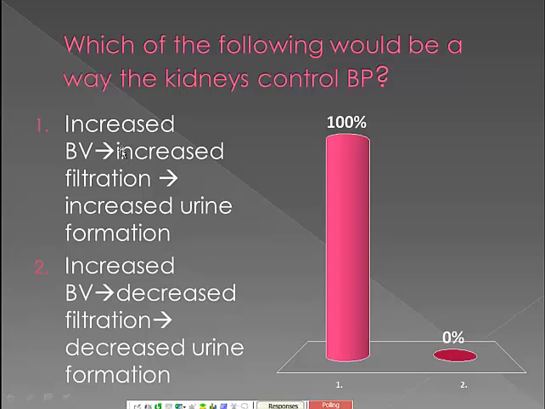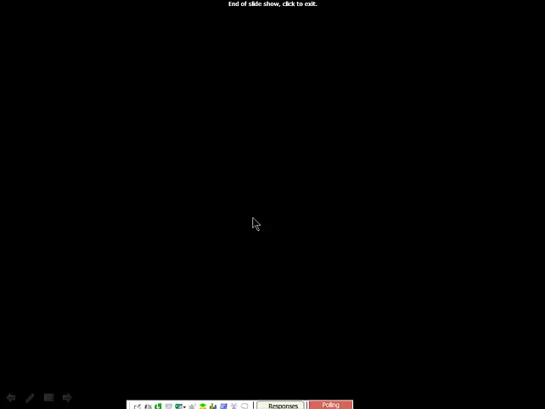Good job. Yes, if you have increased blood volume, you want to get rid of it. So you push it out through urine. So you increase your filtration, and that's how the kidneys help directly, and they cause an increased urine formation. And this is the reason why we want to give people diuretics with high blood pressure. So you want to get rid of fluid volume. So that wraps up this presentation.